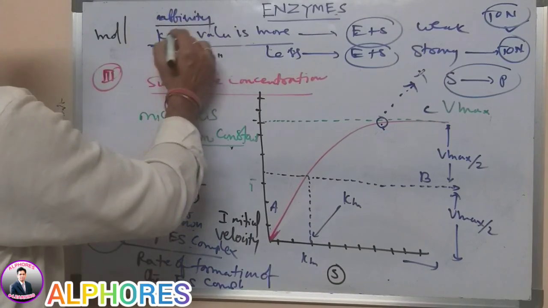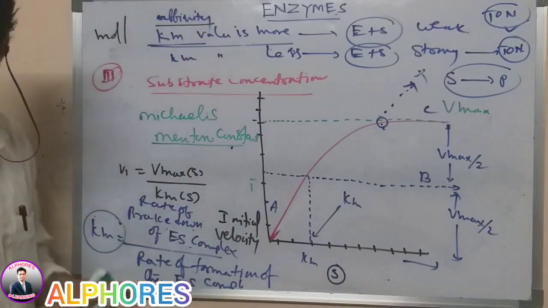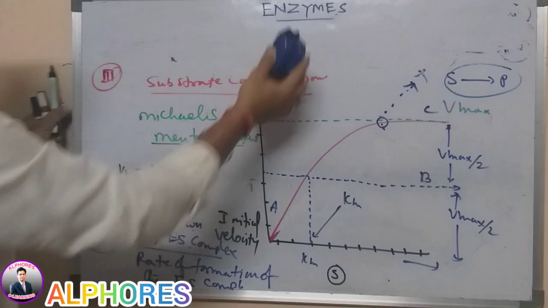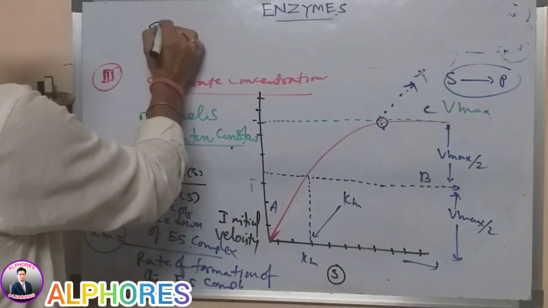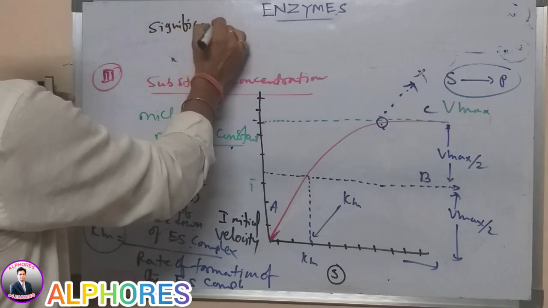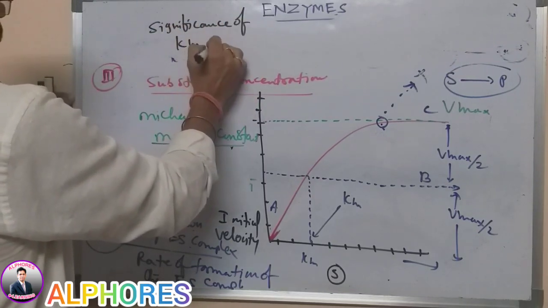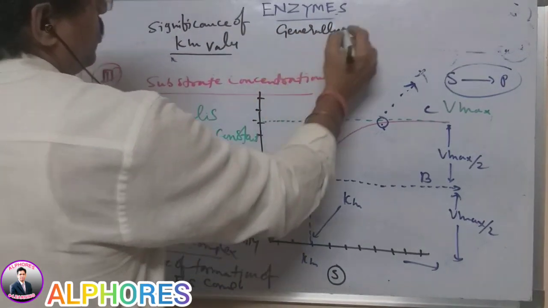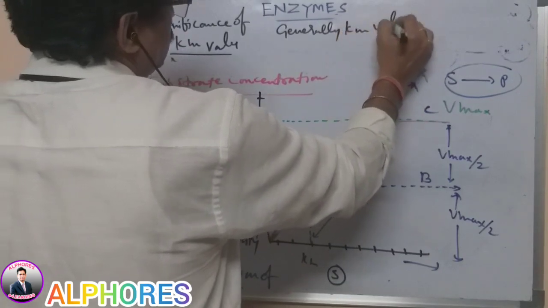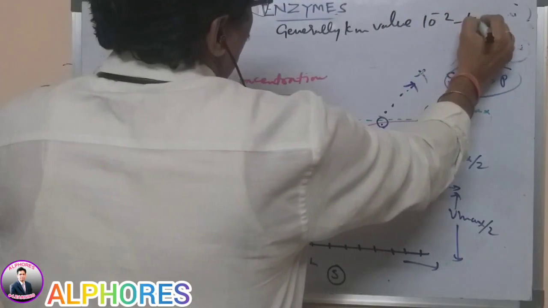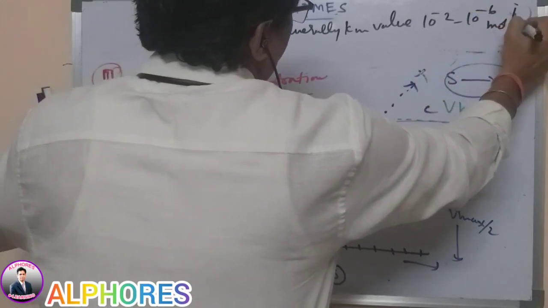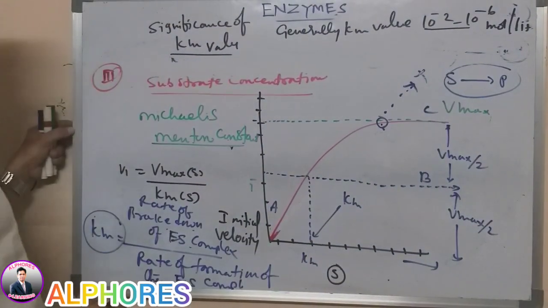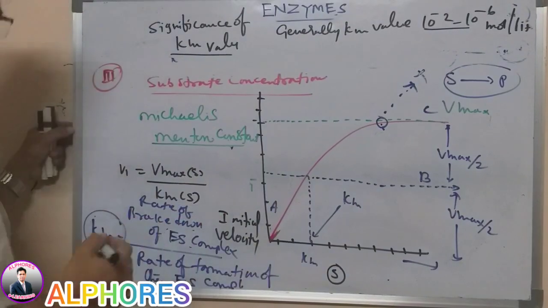We'll conclude the previous session topic, that is affinity of the Km value. Here we'll discuss the significance of the Km value. Km value is generally 10 to the power of minus 2 to 10 to the power of minus 6 moles per liter. Km values generally range like this, measured in moles per liter.